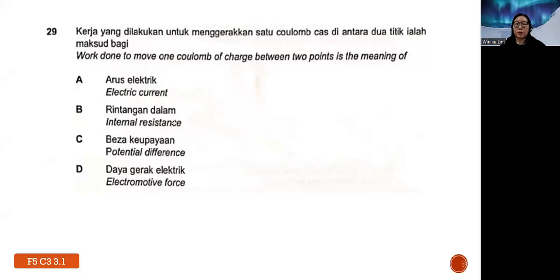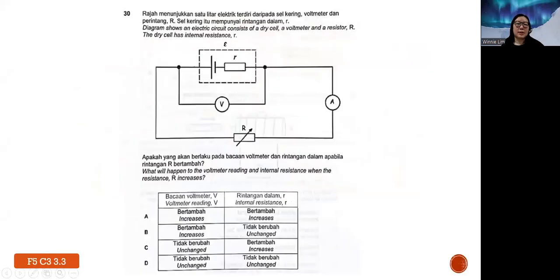Now we move on to the next question. Question 30. Diagram shows an electric circuit consisting of a dry cell, a voltmeter, and a resistor R. The dry cell has internal resistance, small r. What will happen to the voltmeter reading and the internal resistance when R, the resistance of the load in the circuit, increases? When the rheostat is adjusted, the resistance increases. The problem is this causes the current flow to be reduced, because resistance is inversely proportional to current.